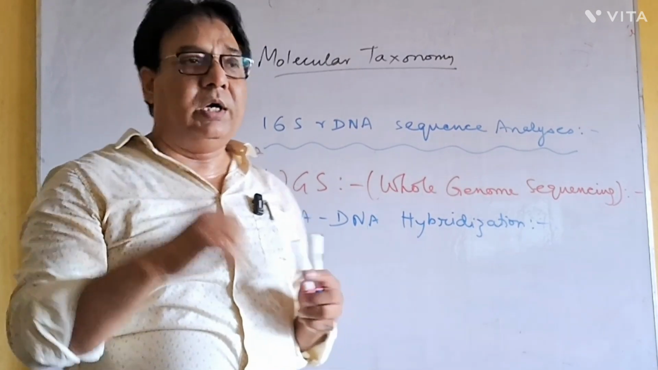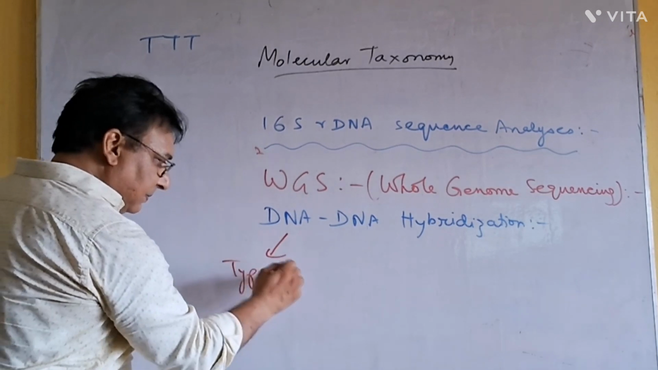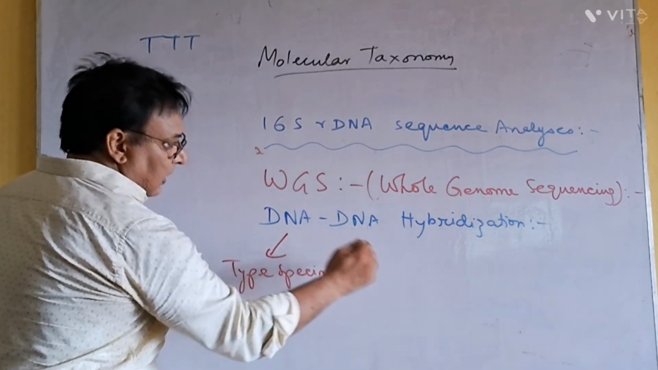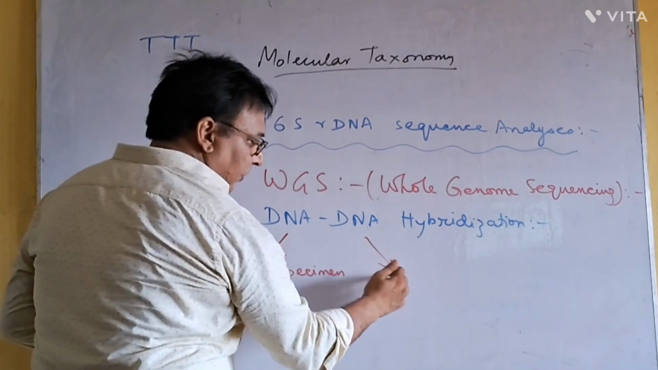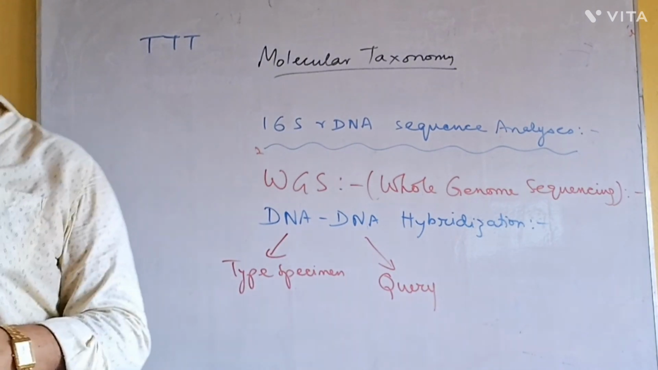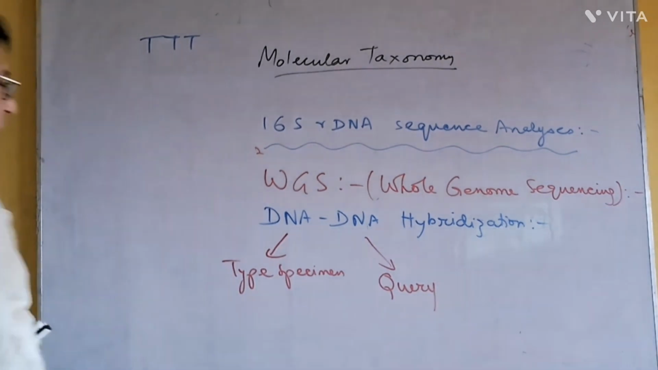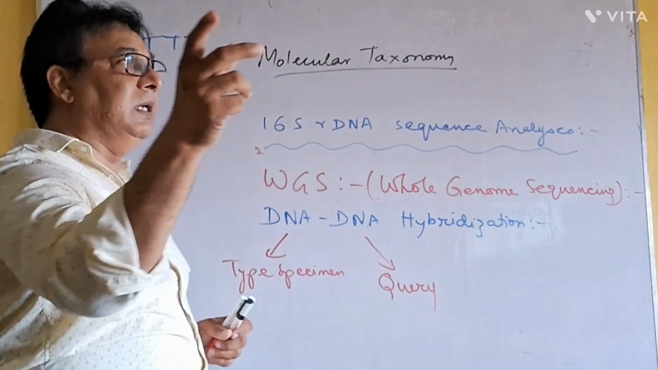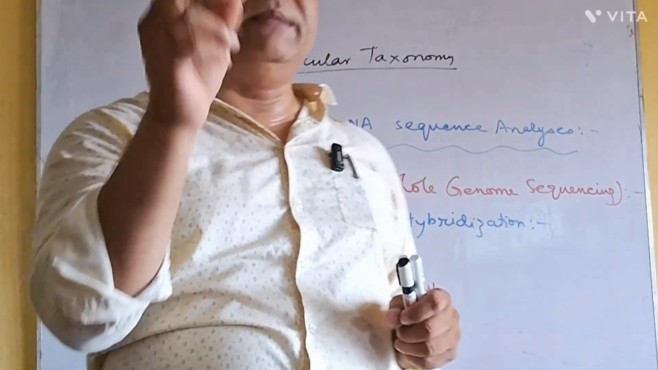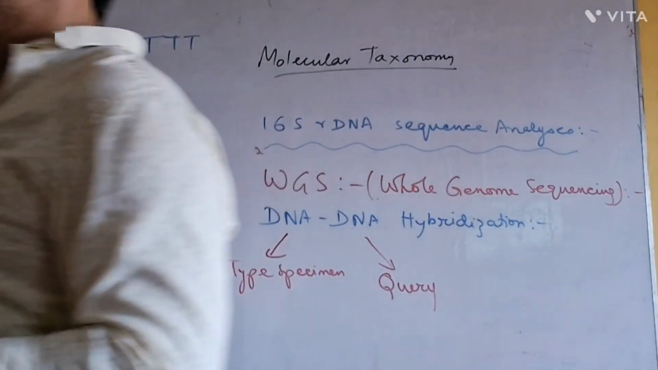Okay. So you have got the DNA of the type specimen. And this DNA is from the query organism that you have isolated, and that is a new one. You want to know what organism this is. For that purpose, we are doing taxonomy. Isn't it? So what is a type specimen? This is that specimen on the basis of which the name of the organism was given. The name of the organism is associated with that specimen. That is the type specimen.